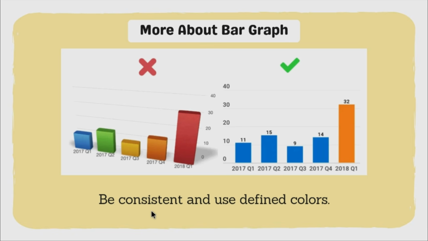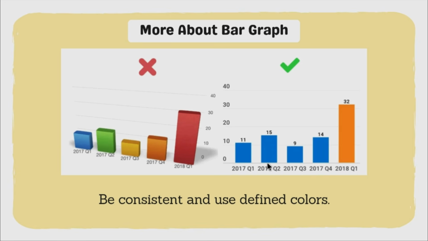Another tip is be consistent and use defined colors. Just like here, magkakaiba po yung kulay dito. 2017 quarter 1, quarter 2, quarter 3, quarter 4, tas iba na naman po yung quarter 1 ng 2018.